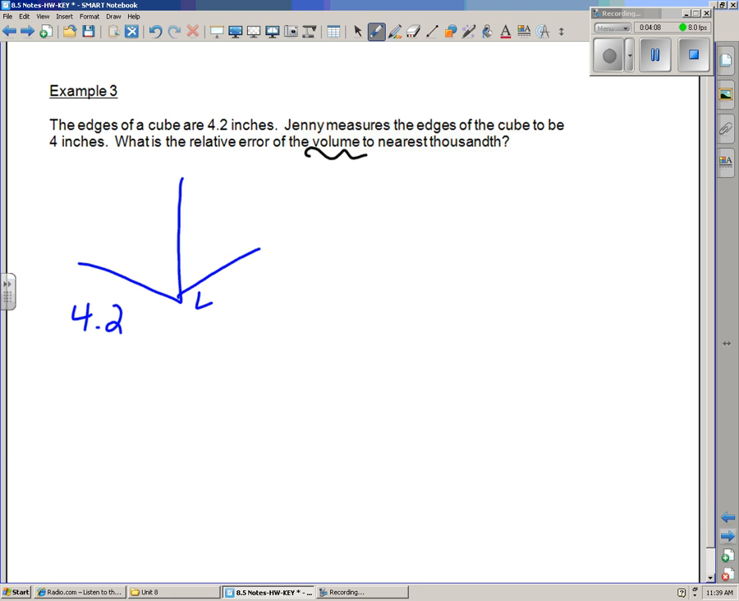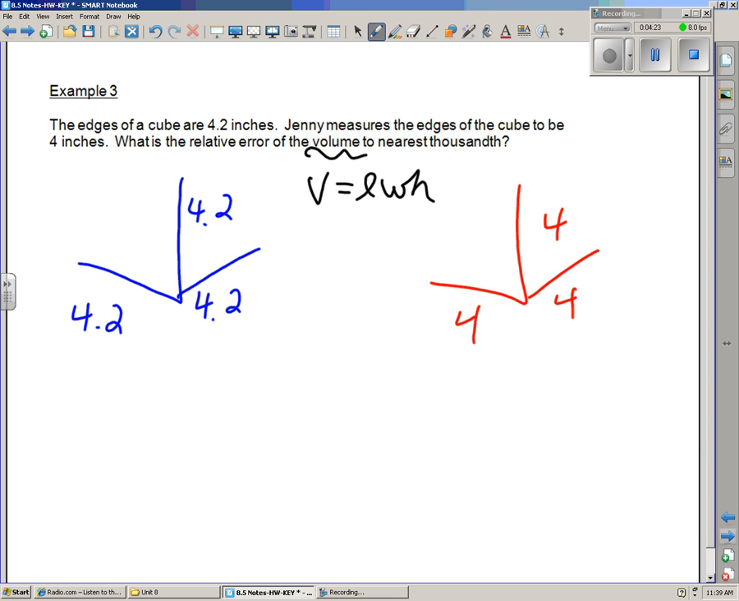So this particular cube has length of 4.2, width of 4.2, and height of 4.2. Jenny measures 4 by 4 by 4. We know we're talking about volume. Volume of cubes, they do not give this to you in their regions, is length times width times height. So the volume of what I have in blue, when I multiply everything out, gives me 74.088. The volume in red gives me 64. Well, the actual this time we know happens to be what's in blue. All right, Jenny did the measures. The measures are what's in red.